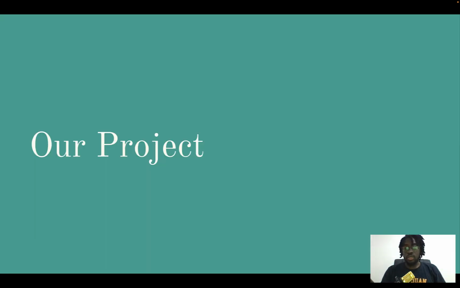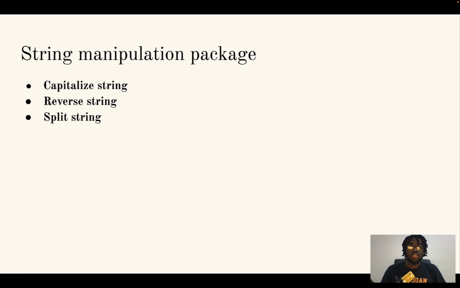Now the project we are working on is, as I said, a very simple application, and all it does is these three things. We are going to capitalize a string, we are going to reverse a string, and then we are going to split a string. Right. So we are going to create it as a package, and we are going to upload it to pub.dev. Then we will create a simple project and just use this package inside. That's all. There's nothing complicated about that.